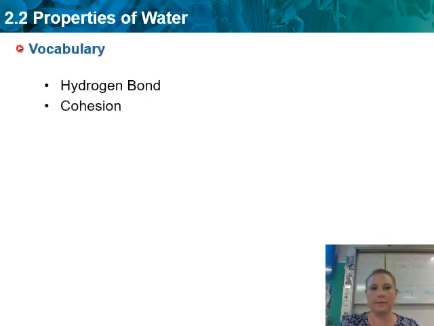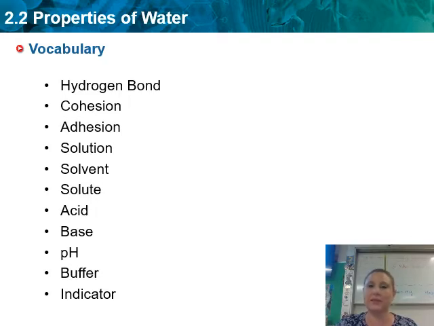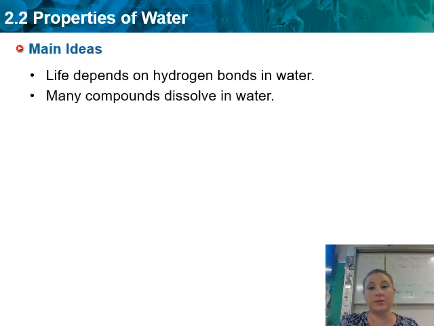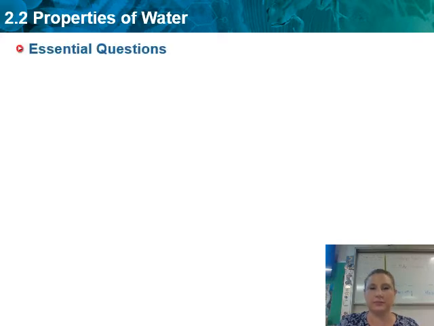Our vocabulary: hydrogen bond, cohesion, adhesion, solution, solvent, solute, acid, base. And lastly, pH. Oop, I missed one. Buffer and indicator. Sorry about that, guys. Our main ideas. Life depends on hydrogen bonds in water. Many compounds dissolve in water. Some compounds form acids or bases.